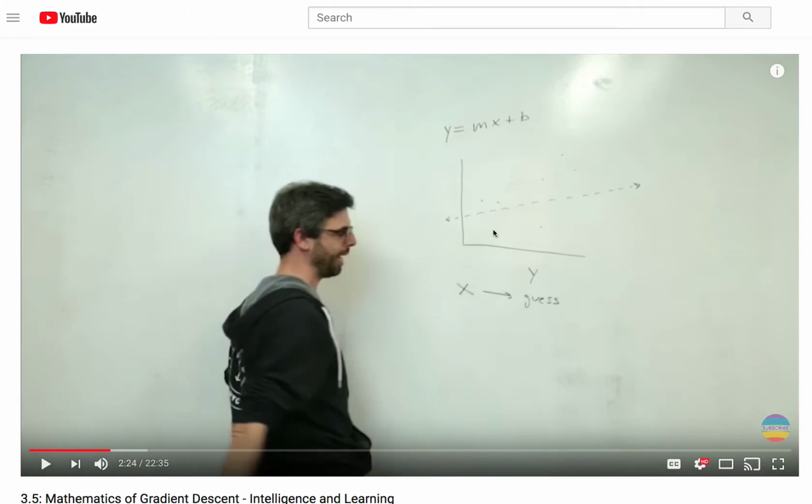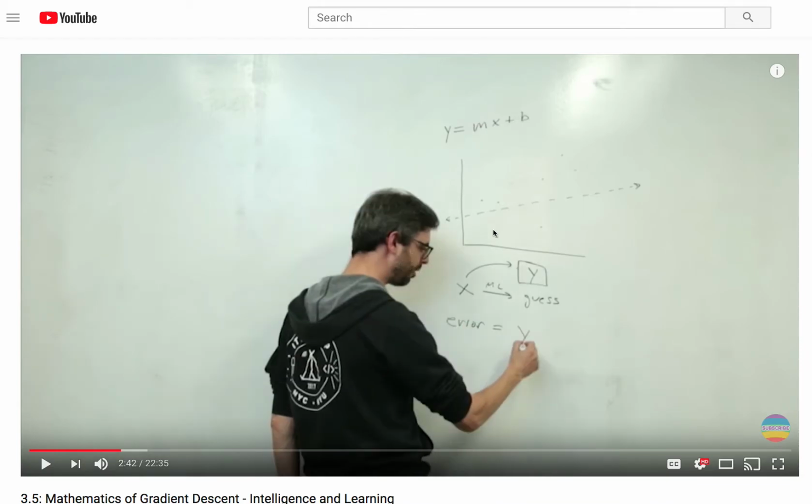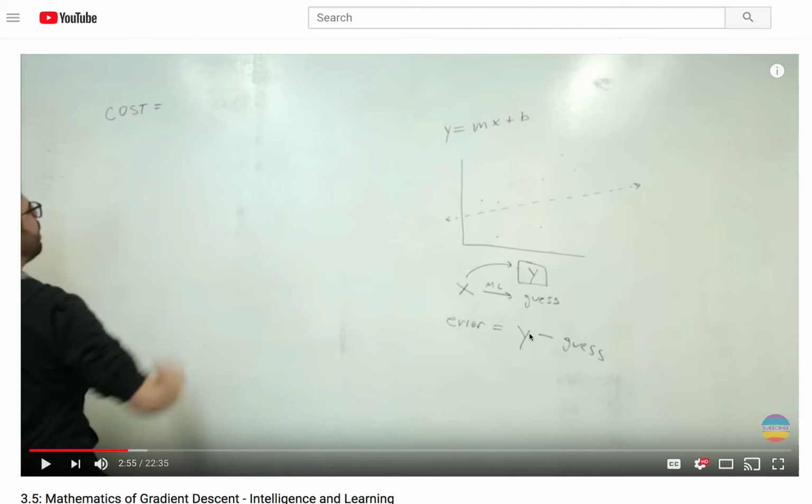Then, error is equal to the y minus the guess. So what he's saying here is that the error is equal to the y of the data point minus the guess, which is this point right here. It is this equation right here, because this equation describes this line. If I plug in m and b, which I have, and x, then that gives me this y right there, the value for y at that point on the line.